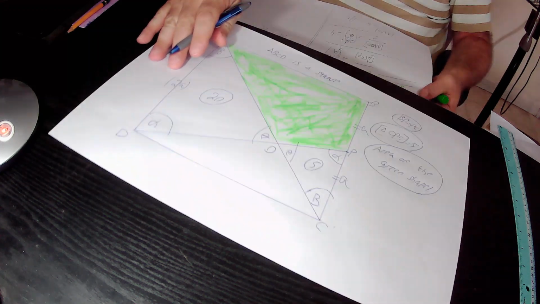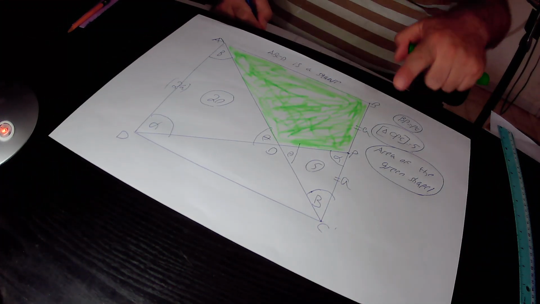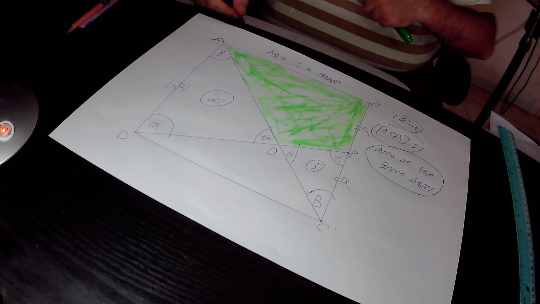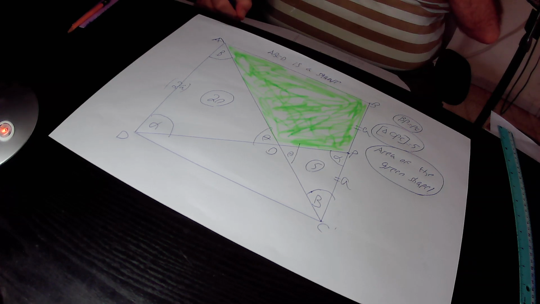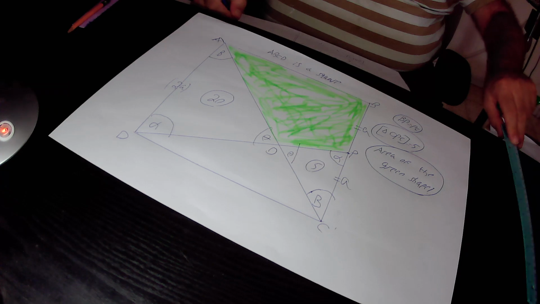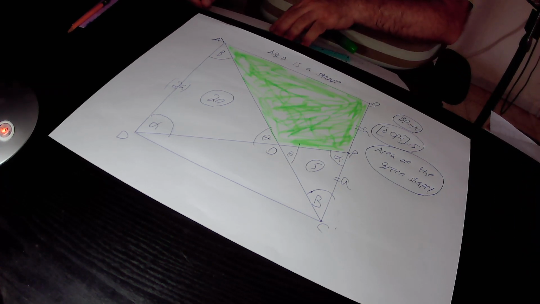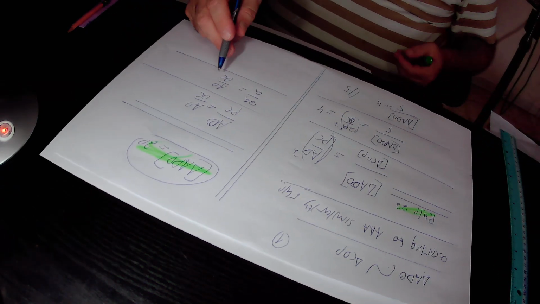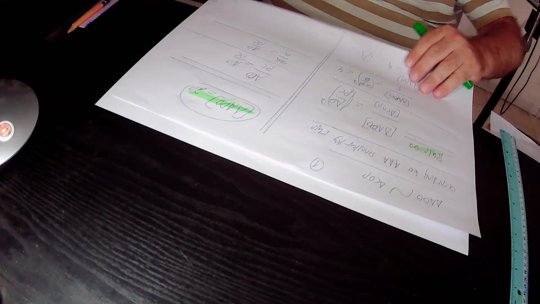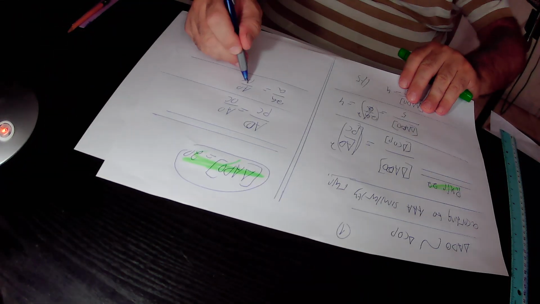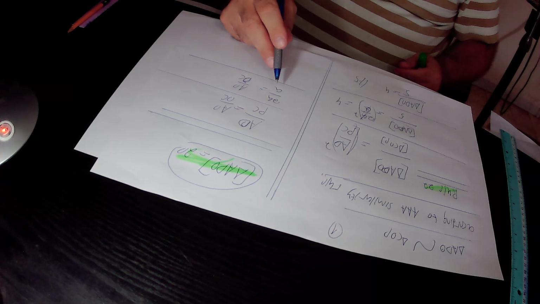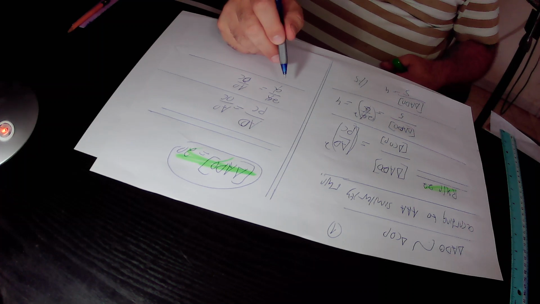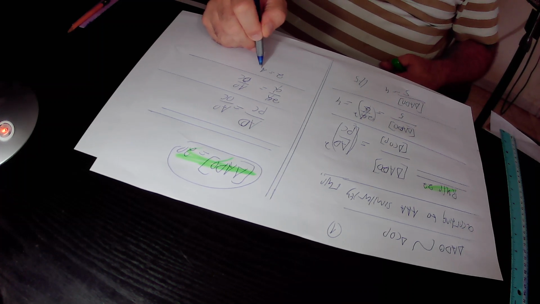AD is 2A over PC. PC is A. And it is equal to AO over OC. So in total, we found out that 2A over A equals AO over OC. We have A in the numerator and A in the denominator, so A will get cancelled. We are left on this side of the equation with only 2 equals AO over OC.